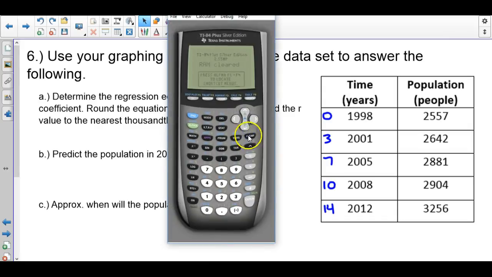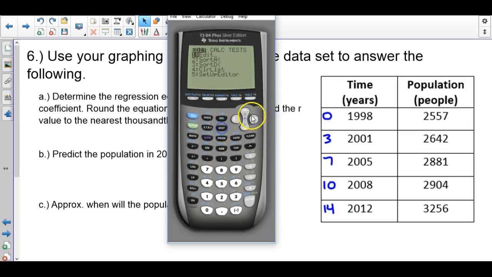And what I'm going to do is go to Stat, and I'm going to go to Edit. And I'm going to enter in my 0, 3, 7, 10, and 14 for my L1 column. And then for my L2, I'll go ahead and enter all those population values. Which again, population is measured in people. So when I get my regression equation, I'll just round to the nearest person. I also want to make sure, you can do this as well. Well, first of all, let me just get my equation, then we'll see if my R value, which again, that's the correlation coefficient, pops up.